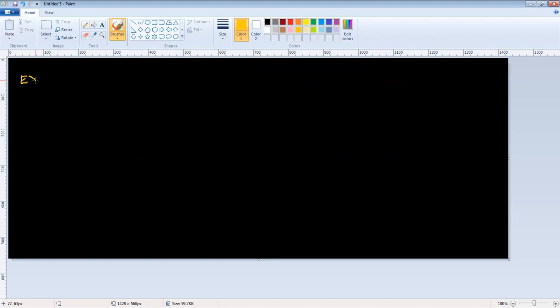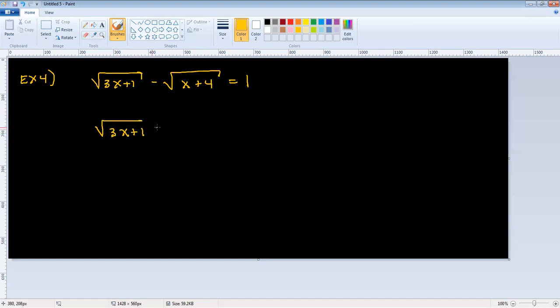Okay, so this is example 4. We have the square root of 3x plus 1, minus the square root of x plus 4, equal to 1. So the strategy here is you want to isolate one of these square roots, and then move the other one over.